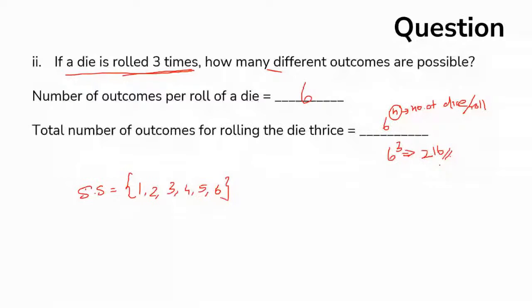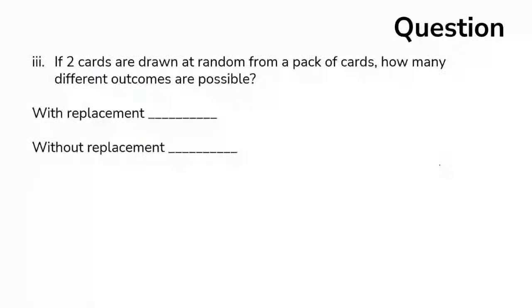So 216 possible outcomes are possible in a dice. And moving on to the next one. If two cards are drawn at random from a pack of cards, how many different outcomes are possible? Before getting into the cards, how many cards are there in a pack?